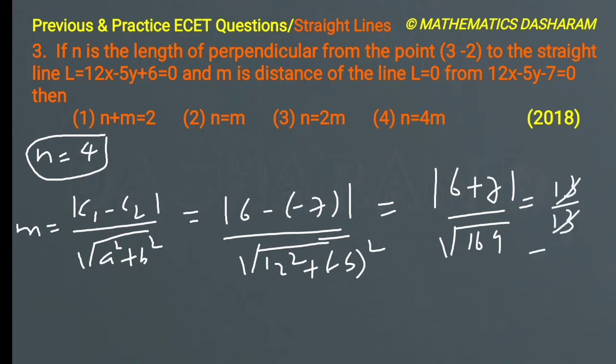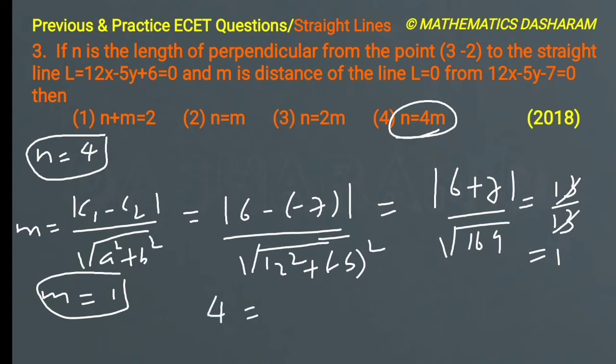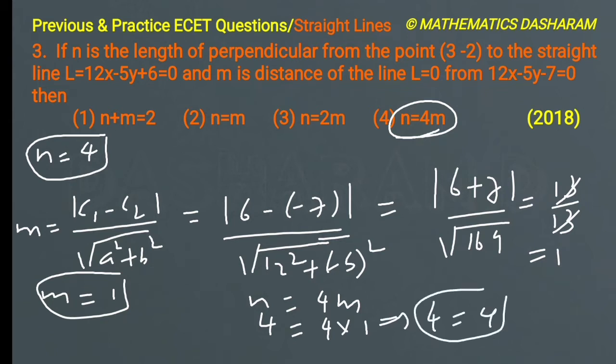So it equals what? 1. So what is the m value? M equals 1. Now observe the four options. So here n equals 4 into m. Why? N equals 4 into m means, n value is 4, 4 into m value 1. So 4 equals 4. So this relation is correct.